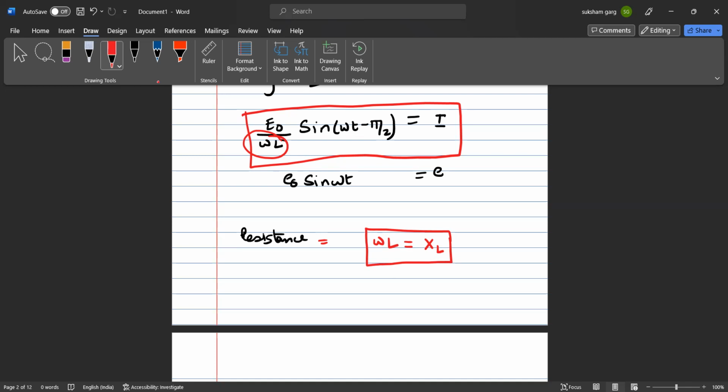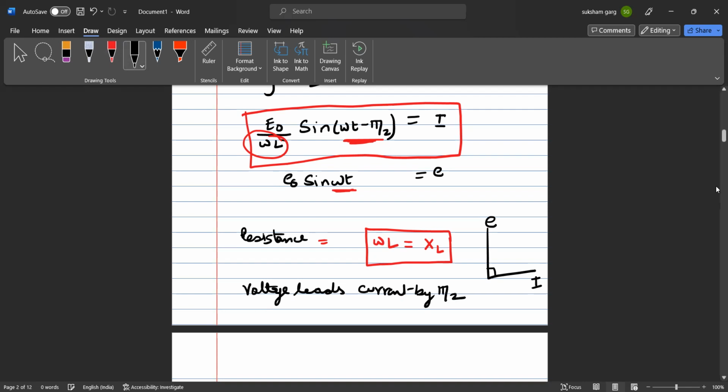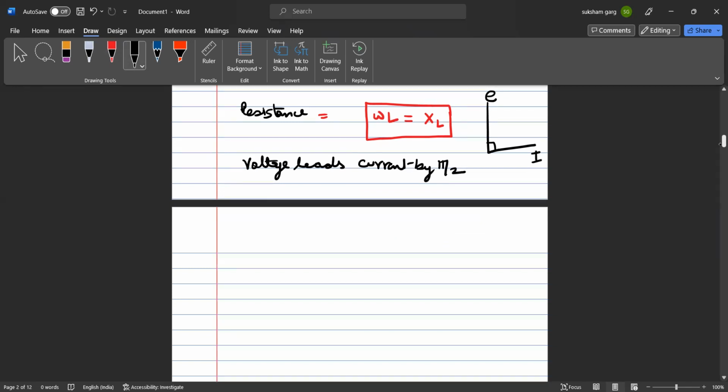Plus, if you notice the lag between omega t and omega t minus pi by 2, we can say that the voltage leads the current by an angle of pi by 2. Voltage leads current by pi by 2. This is when we send the AC current through a given inductor.